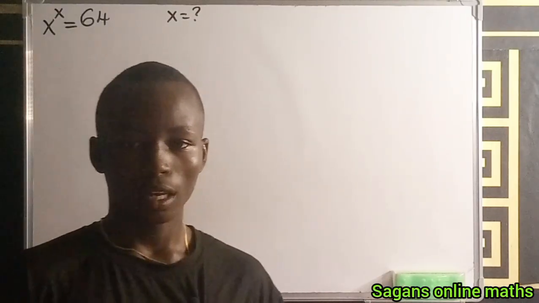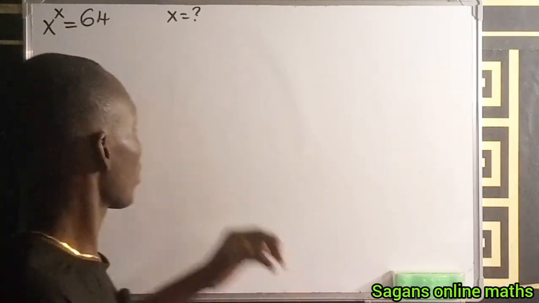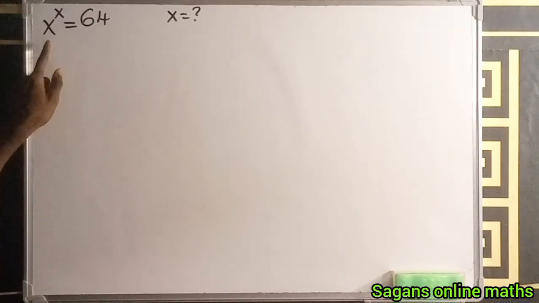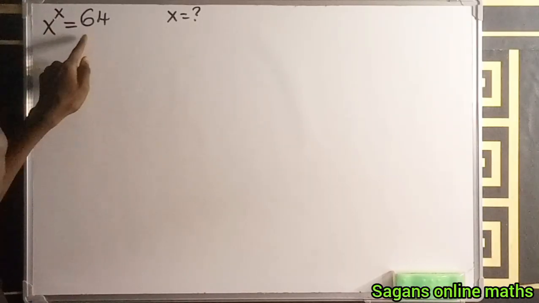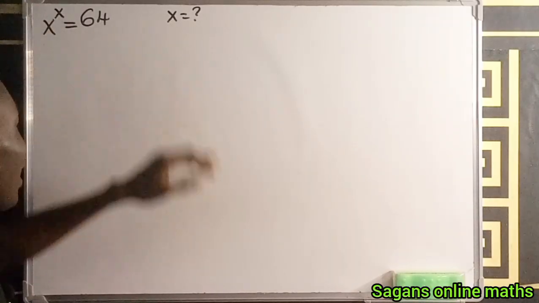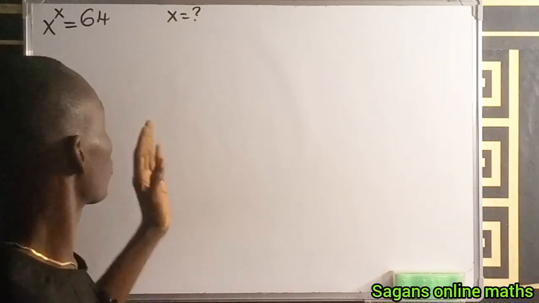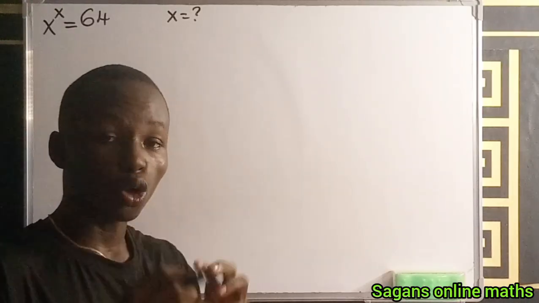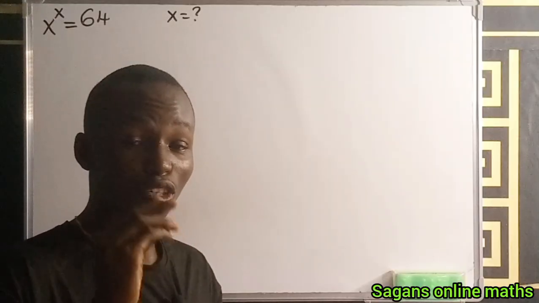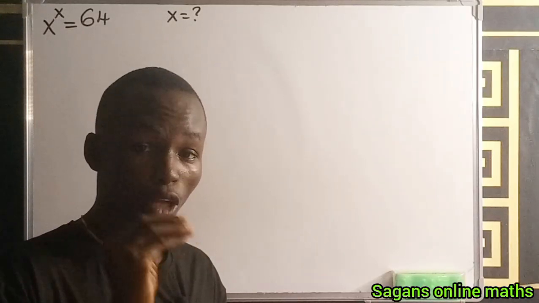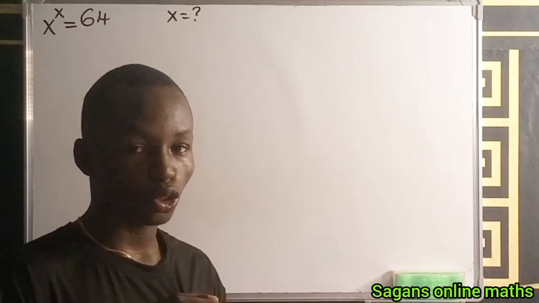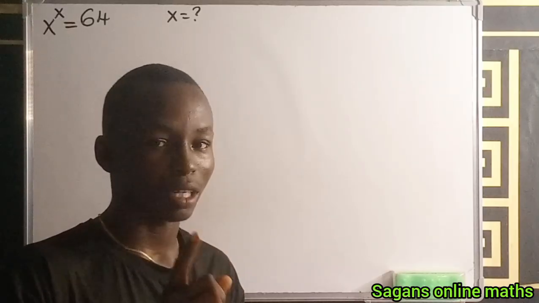Hello everyone, let's solve this question together. Now look at what you are given. We're given that x to the power of x is equal to 64. We are asked to look for the value of x. Now before you can solve this question, we will have to recall two identities, which are very important, two fundamental functions, which are very vital and important.